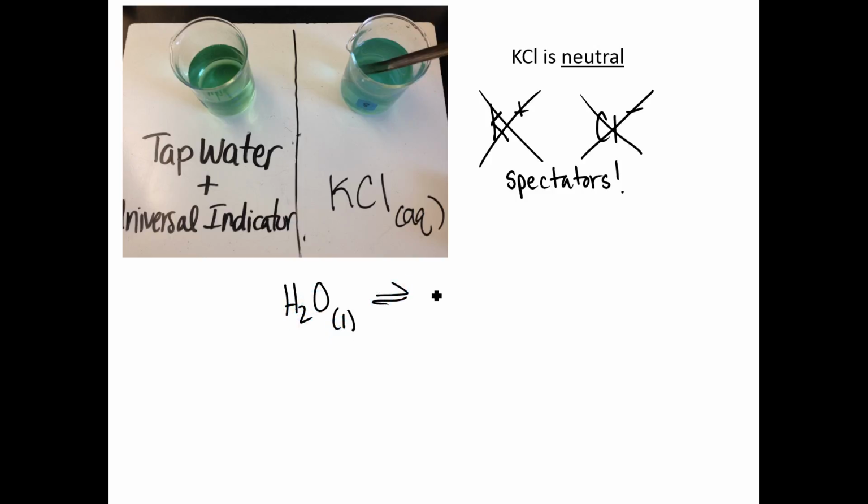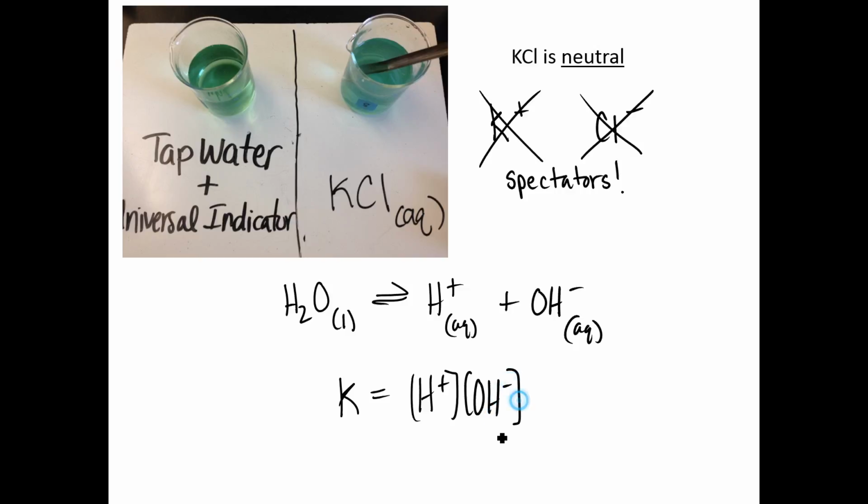So you've got your liquid water dissociating to make H plus ions and hydroxide ions. The K expression for this is just H plus times OH minus, so we call this KW, and we know the value of this at room temperature is 10 to the negative 14, and that's why we end up with a pH of 7 here. So yeah, basically your potassium chloride, they're just spectators, they're not doing anything.